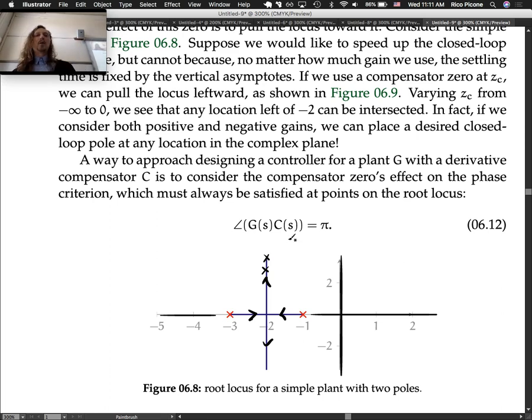So we want to speed up. We want these closed loop poles to be over here, for instance. But the root locus doesn't go through that point. So with our old techniques, we don't know how to do that. So that's why we're introducing a new one.